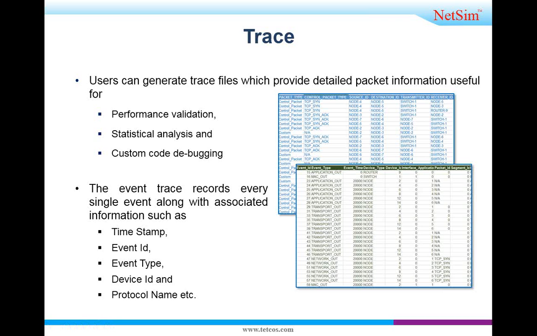Okay. So packet trace gives you a set of chosen parameters for every packet as it flows through the network, such as arrival times, queuing times, departure times, payload, overhead, errors, collisions, etc. You can see in the screenshot, the blue screenshot is of packet trace and this black screenshot is of event trace. And this event trace records every single event along with associated information such as timestamp, event ID, event type, device ID, protocol name, etc. So these are the two traces available in the standard version for better understanding of these packets and the events performing in the network.